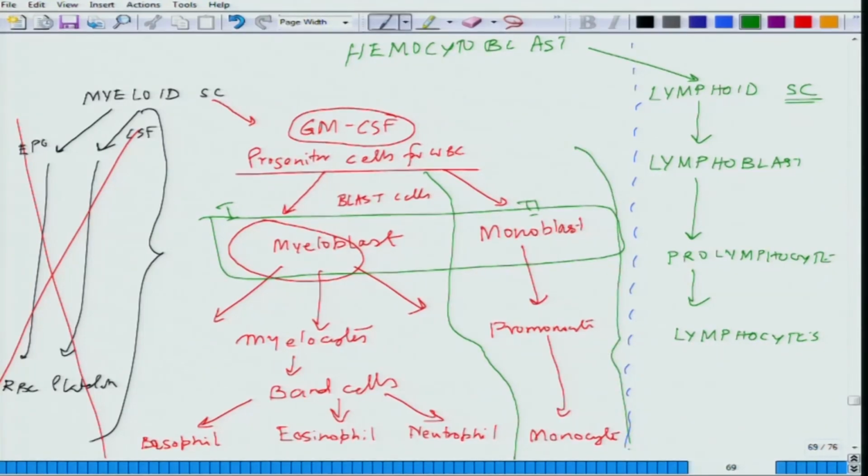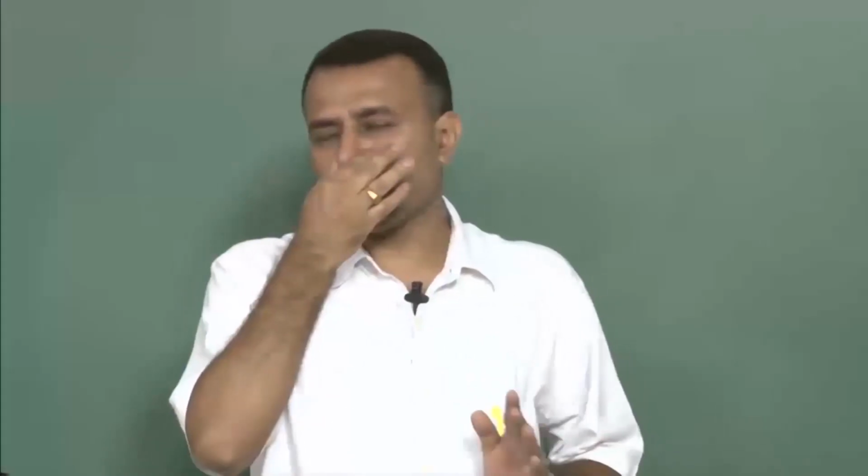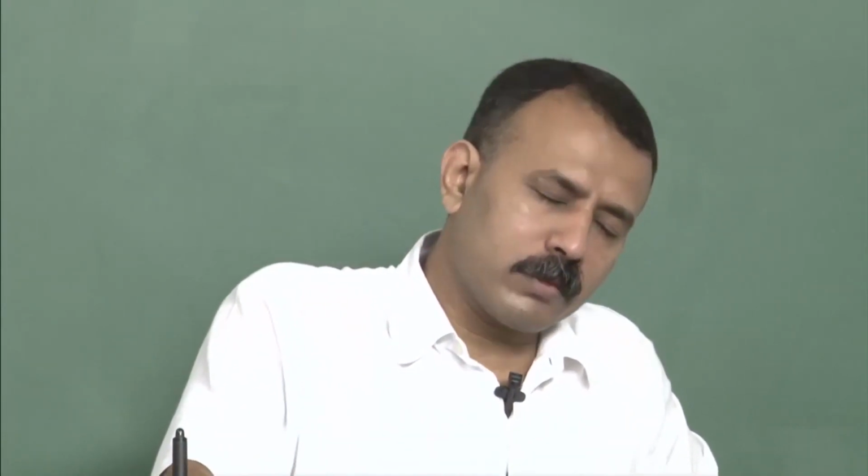So, in sum total, you have basophil. If you look at it, what are the different kinds of white blood cells? You have basophil, eosinophil, neutrophil, and monocyte, which are coming from the myeloid lineage, and you have lymphocytes, which come from the lymphoid lineage. So, in sum total, there are 5 different kinds of WBCs.